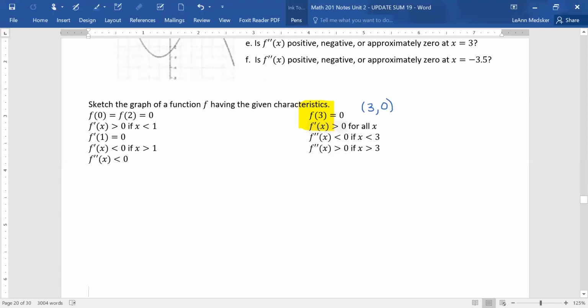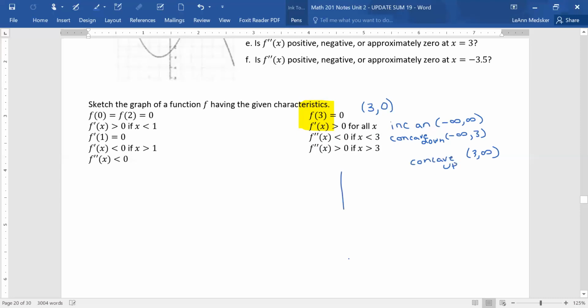If you know something about the first derivative, you know if your function is increasing or decreasing. So since this is positive for all x's, that means we are increasing on negative infinity to infinity. Now if you get the second derivative, that tells us about concave up or concave down. So this says from negative infinity up to 3, because x is less than 3, this is a second derivative that's negative. So that means we're concave down. And from 3 to infinity, we are concave up because our second derivative is positive. And that's all we know.